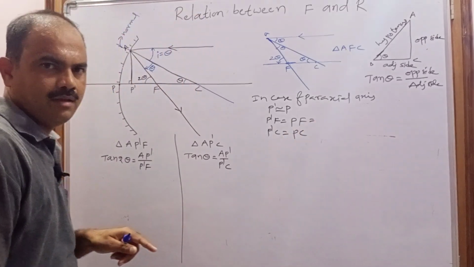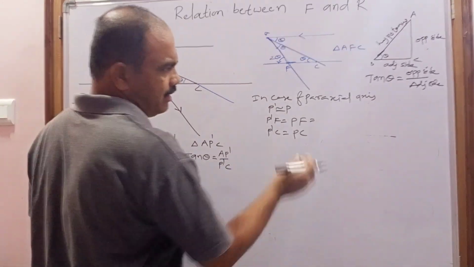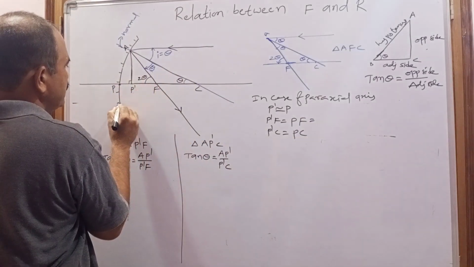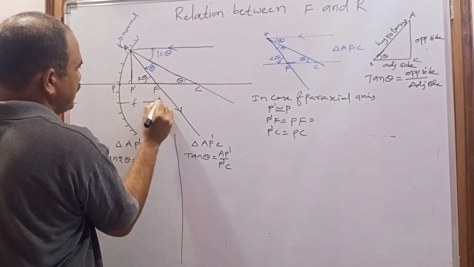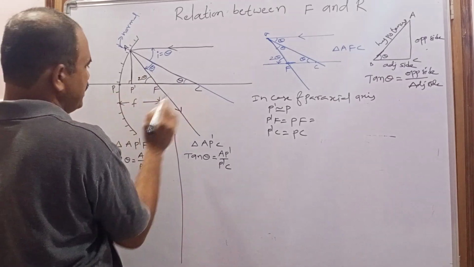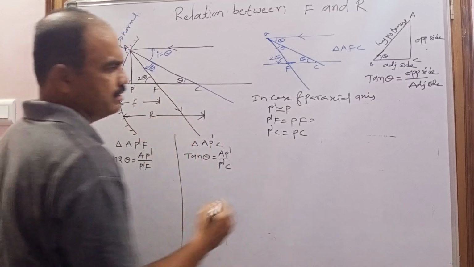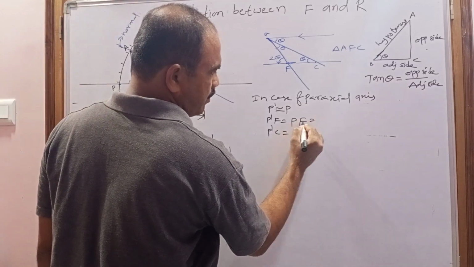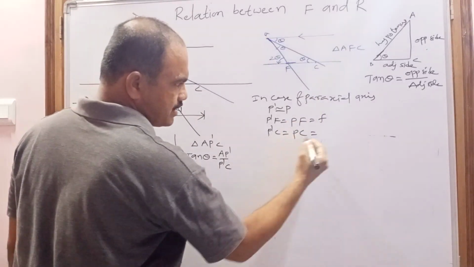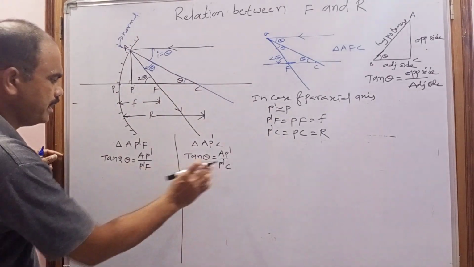But previously, the terms related to spherical mirrors, what did we learn? The distance between the pole and focus will be called what? Focal length. The distance between the pole and center of curvature is known as what? Radius of curvature. So now come to this triangle.